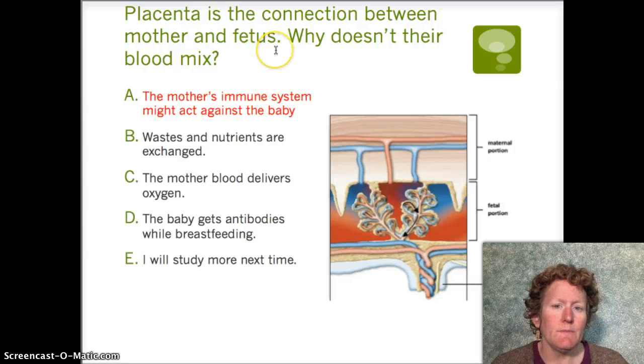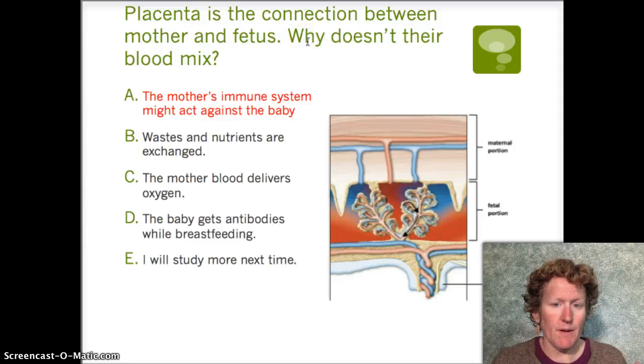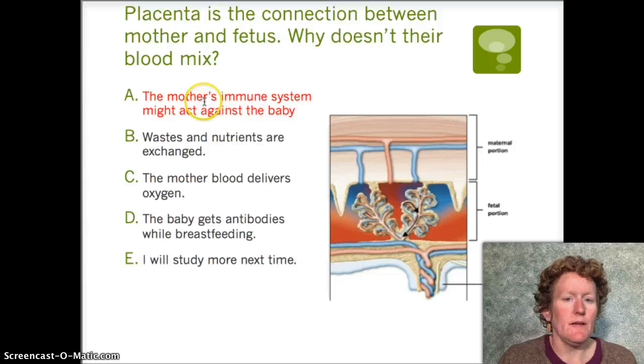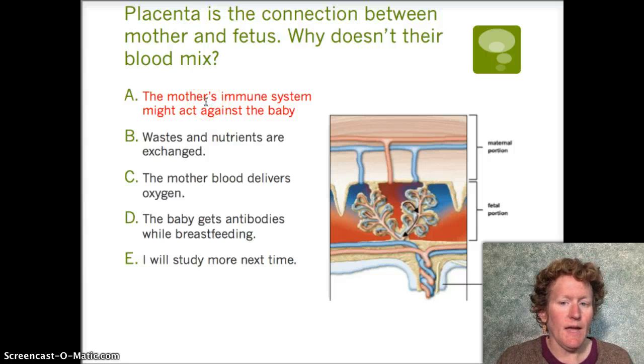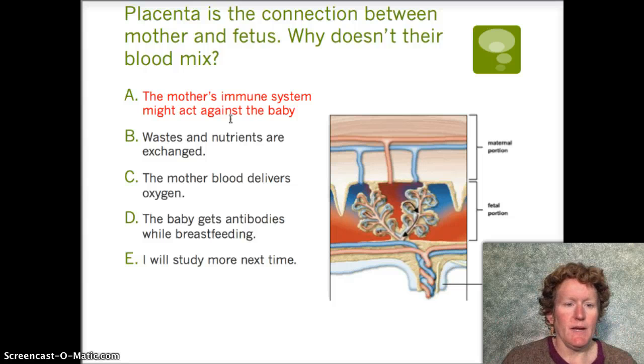Placenta is the connection between mother and fetus. Why doesn't the blood between the mother and fetus mix? Well, we skipped right down to the answer. The mother's immune system might act against the baby. You don't want your mother's immune system to attack the baby, so their two different blood systems don't mix. The placenta brings the blood close together, but the blood doesn't actually mix up because the baby might have a different blood type than the mother.